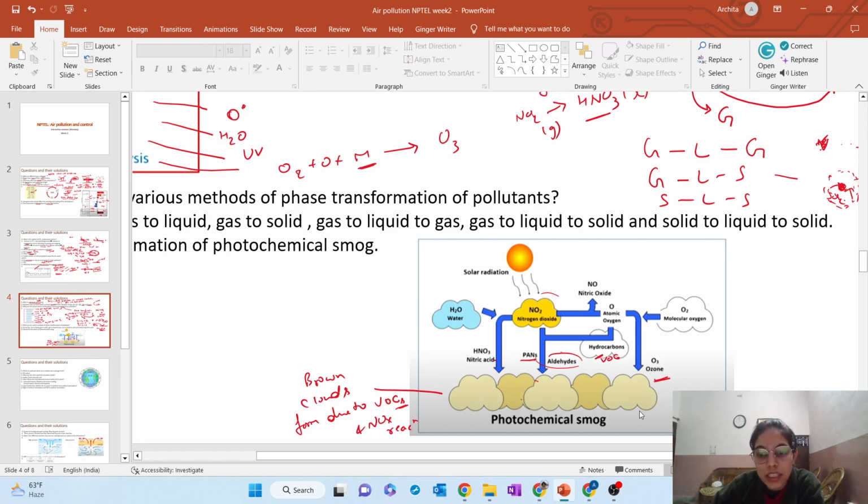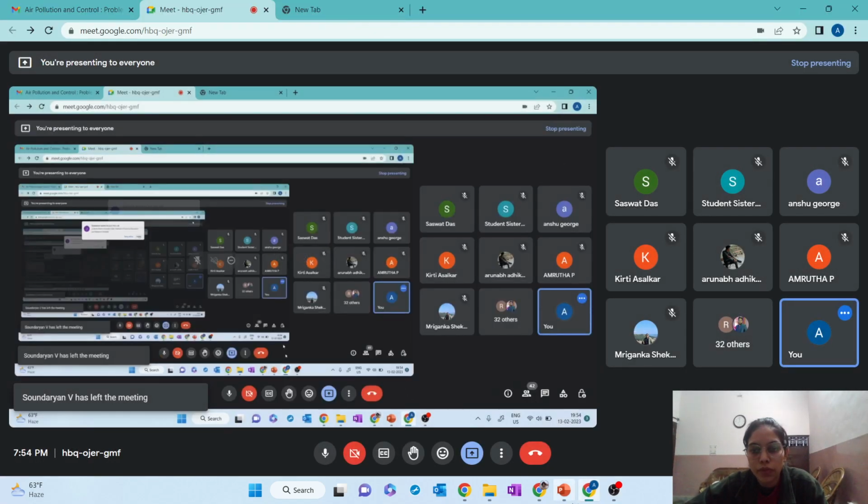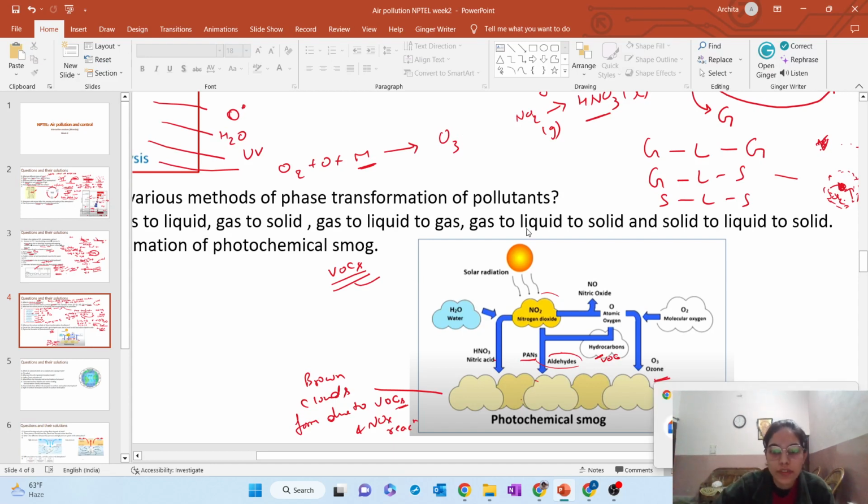So basically this entire brown cloud like structure is only due to two major things. One is VOCs that are released from the forest as well as anthropogenic sources, but the major ones are plants, forest fires and agriculture residues. And the other is NOx, which is there in the atmosphere. The important thing is that this phenomenon is majorly seen towards the evening.